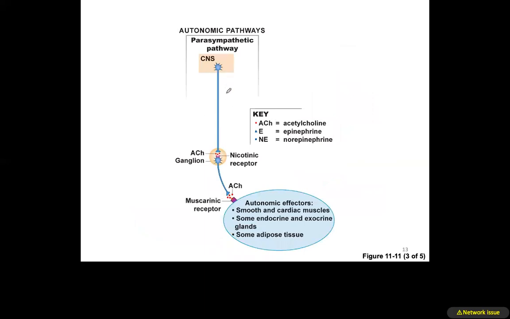For the parasympathetic branch, as we discussed in the first picture, there is release of ACh from the first neuron, binding to nicotinic receptors. The second neuron, or postsynaptic neuron, still releases ACh, but it binds to the muscarinic receptors. The targets are identical to what we mentioned: smooth muscle, cardiac muscle, glands, regardless of whether they are endocrine or exocrine, and adipose tissue. So again, we'll go through this as we review the PowerPoint.